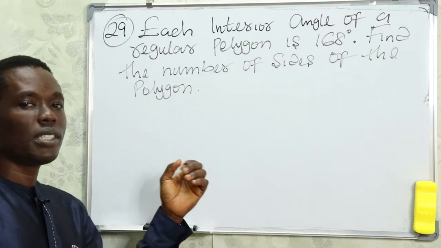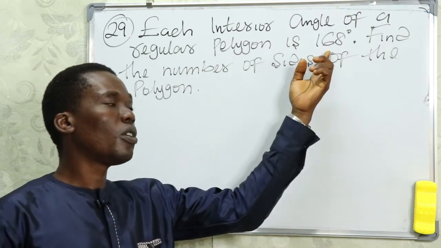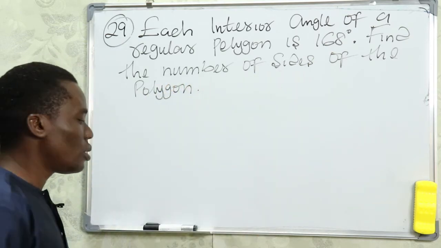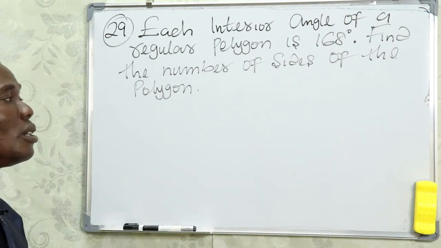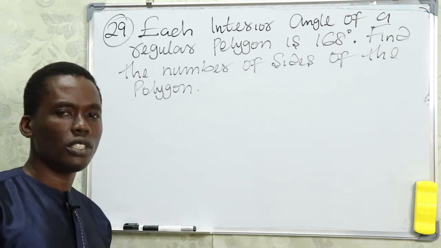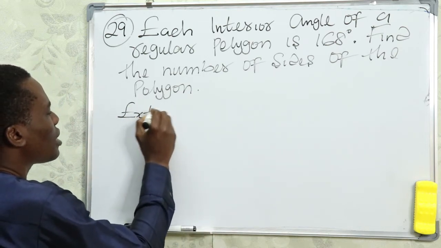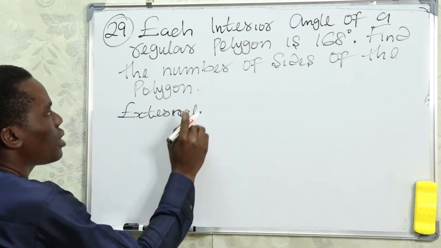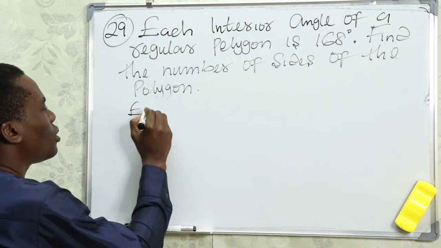This is question number 29, and question number 29 says each interior angle of a regular polygon is 168 degrees. Find the number of sides of the polygon. Now we want to look at the number of sides of this polygon, and we are told that this is a regular polygon and each interior angle is 168 degrees. Now if we look at that, we want to look at the exterior angle of this polygon.